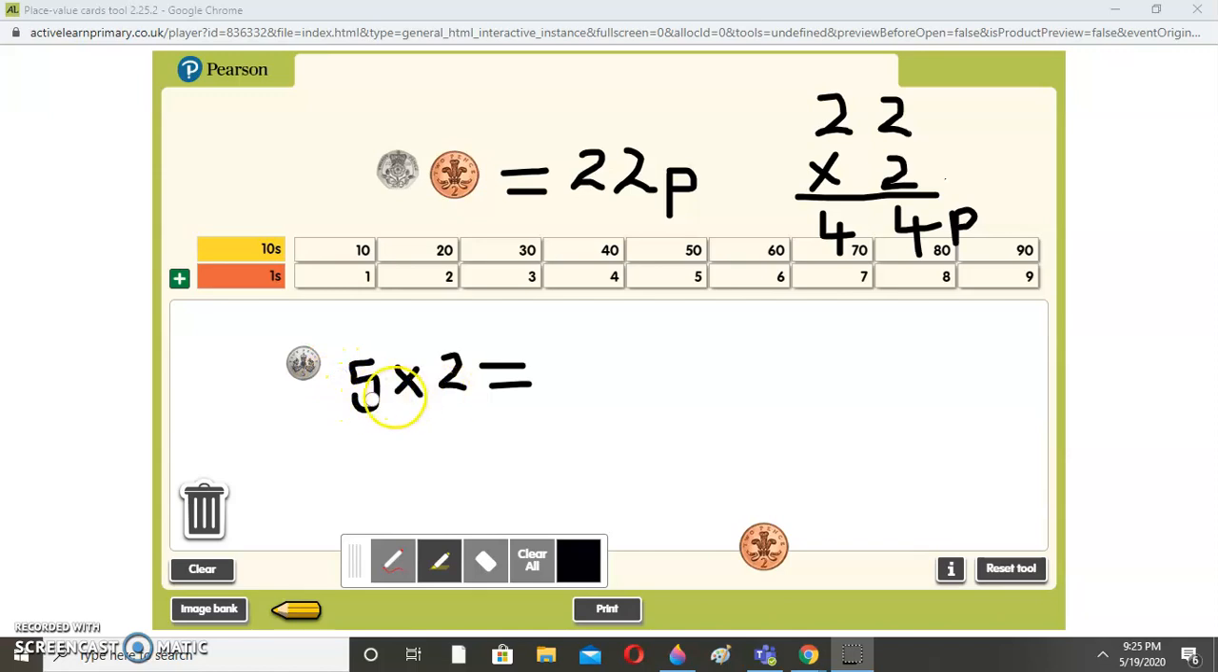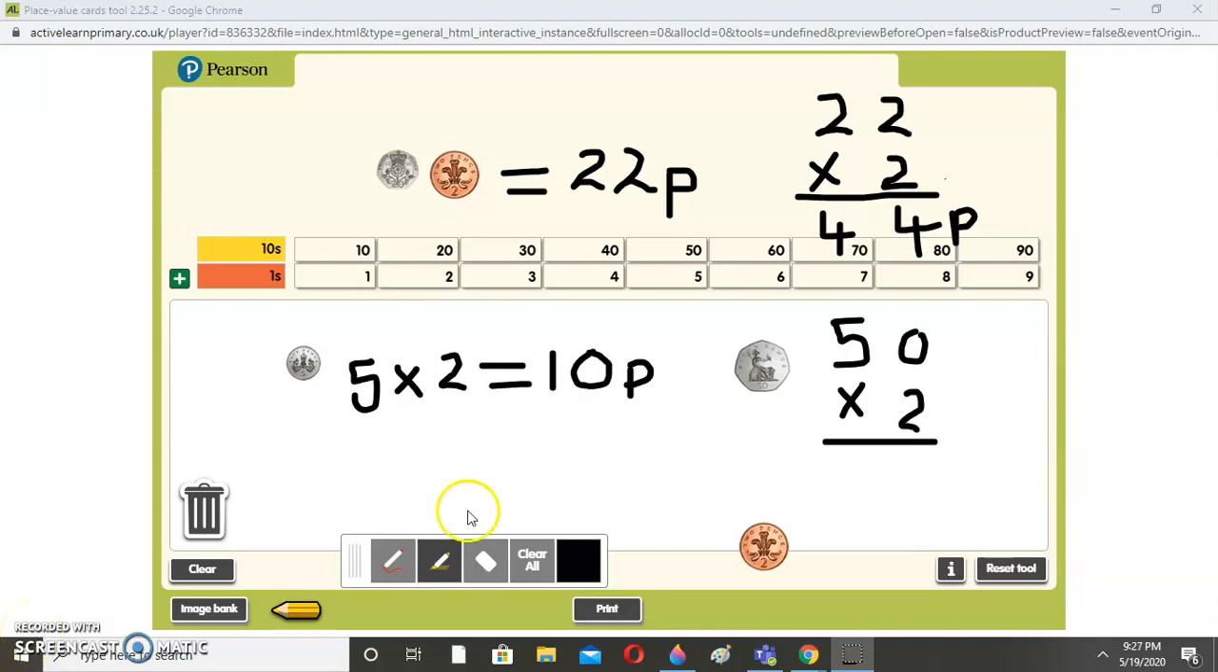Our 50 pence over here, and we are told to find doubles of 50 pence. So we want to double the amount of 50 by multiplying by 2. So 50 pence times 2, which means we are now going to start with ones, where we multiply 0 by 2. So what is 0 times 2? 0 times 2 is 0. 0 times a number is 0.